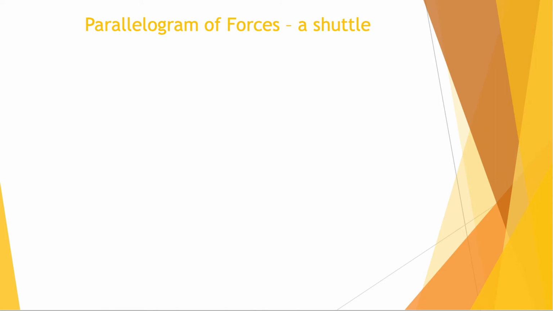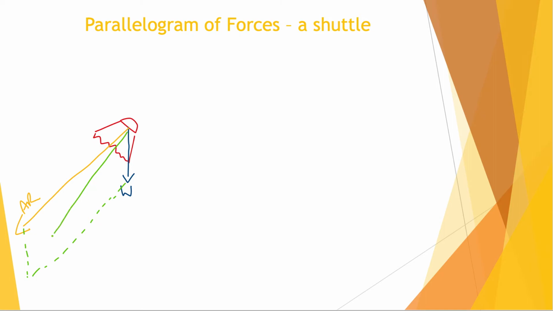So if we do the same for a shuttle, so again we've got that shuttle mid-flight. Okay, we're going to draw on our weight arrow first. This time weight is small. We're going to draw on a really big air resistance arrow, so we're thinking about a shuttle at the start of its flight. So air resistance is large. And now I'm going to draw on that parallelogram with a broken line, and then that resultant force arrow.